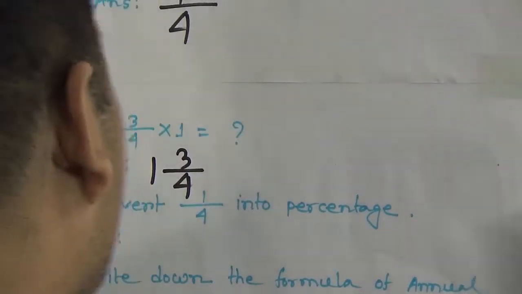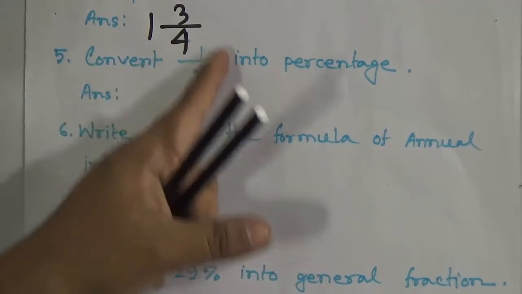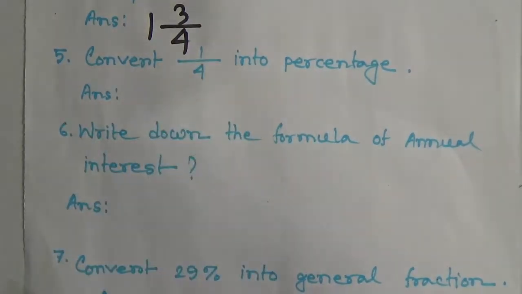Now question number 5. Convert 1 by 4 into a percentage. My dear students, we know a percentage is a fraction whose denominator is always 100, but here the denominator is 4. We want to make this 4 into 100. So first of all we write this fraction 1 by 4.